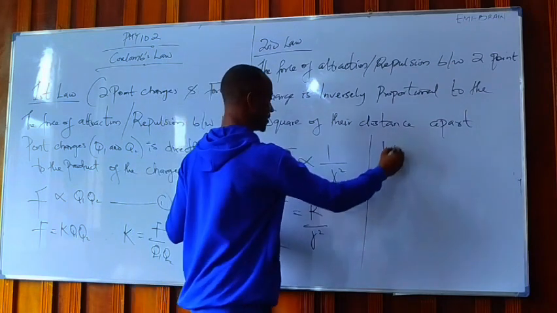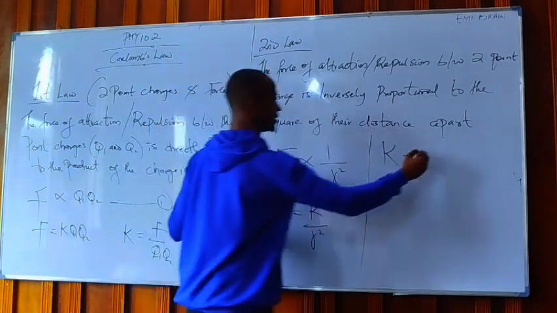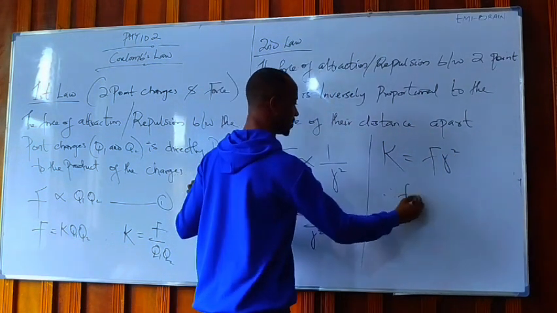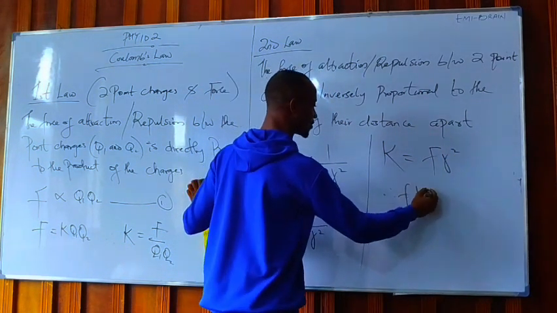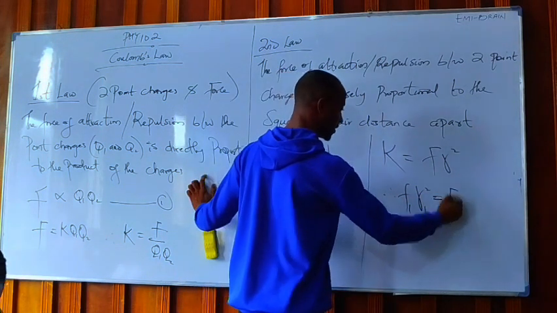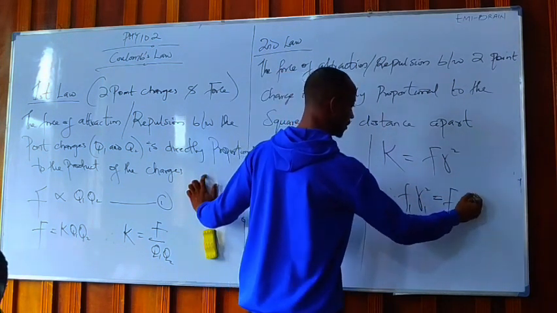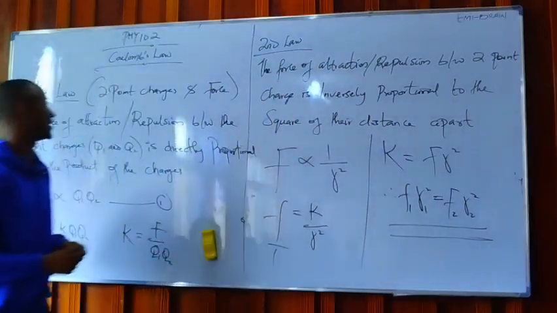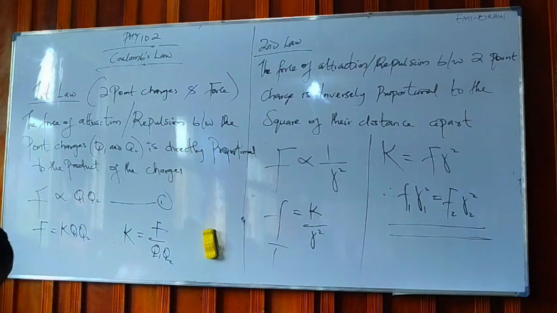Can we multiply this? K becomes what? What is that K? F times R square. That implies F1 R1 square is equal to F2 R2 square. Put this down. Then let's look at the general law for Coulomb.